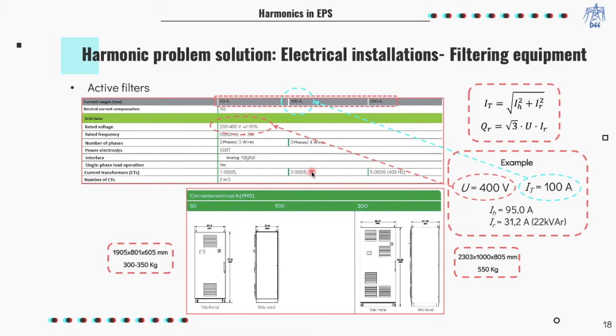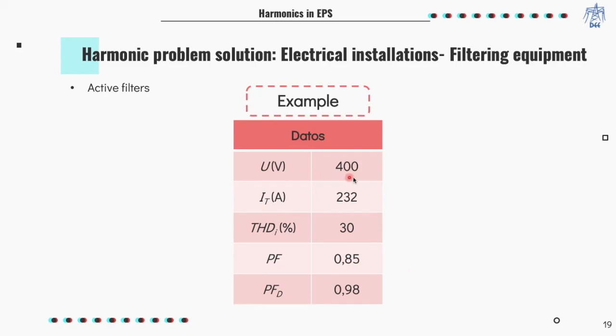As an example of active filter design, consider a 400-volt electrical installation which supplies nonlinear loads consuming this total current, with this total harmonic distortion, and the power factor equal to 0.85. We would like to compensate the harmonic currents and the reactive power until a power factor of 0.98.